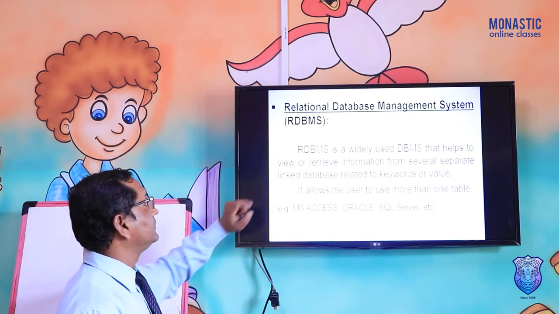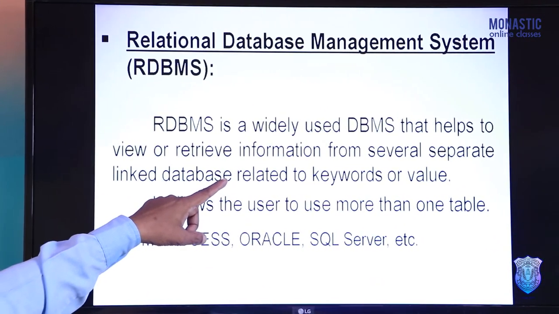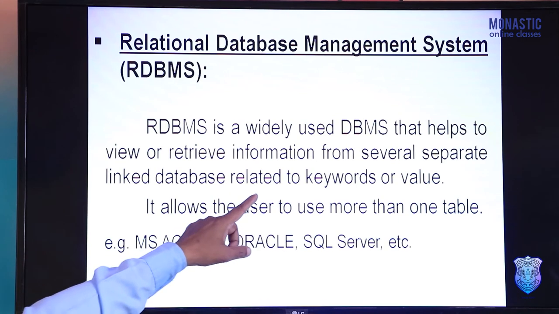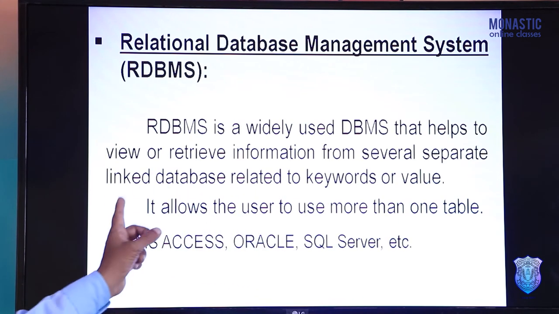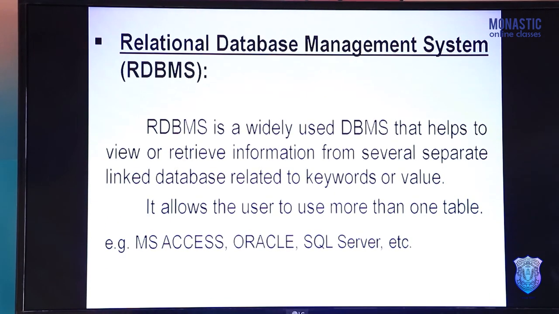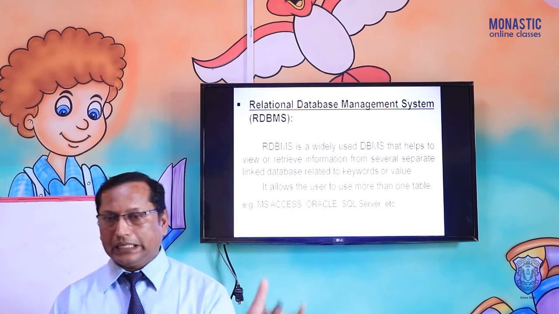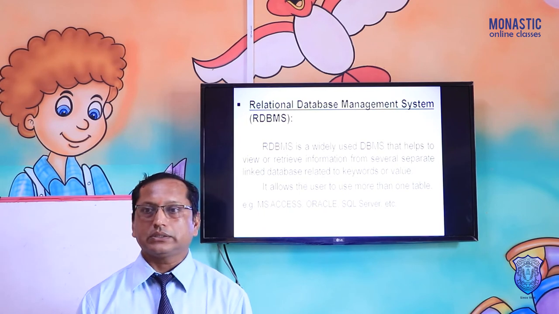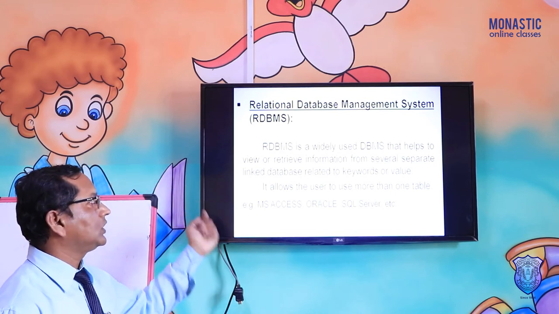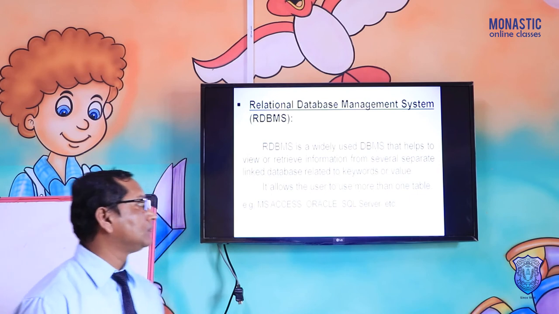See the definition here. RDBMS is a widely used DBMS that helps to view or retrieve information from several separate linked databases related to keywords or values. So any particular data you want to see, which is linked with multiple different tables, we can easily see in RDBMS. Such facilities were not in the previous database management systems.